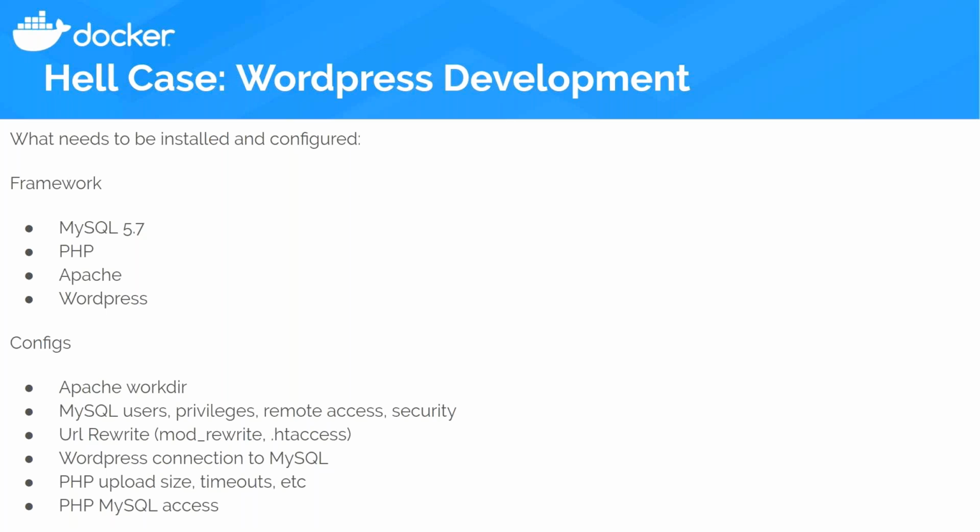For example, let's talk about this hell case, WordPress development. To start developing WordPress, what do you need to install? You need a MySQL server, you need PHP, an Apache server, and WordPress itself. And you also need to configure several applications and servers on your machine to make it work: Apache work directory, MySQL user privileges, remote access, security, etc. URL rewrite, with mod_rewrite and modifying the .htaccess file.